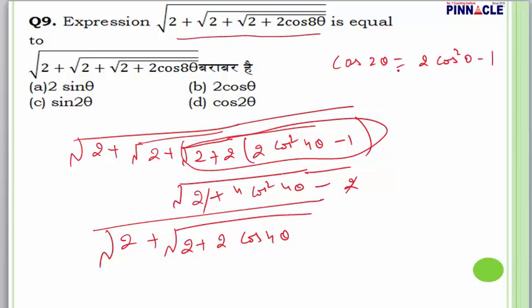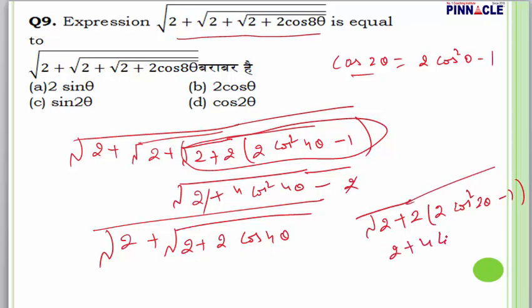Use now cos 2 theta equals 2 cos square theta minus 1, then here we will get, now this would become again, if you want to write directly here, you can write 2 cos 2 theta directly, otherwise you can solve. How will you solve? Again root 2 here, then in place of cos 4 theta you write here 2 cos square 2 theta minus 1, and that would be equal to 2 plus 4 cos square 2 theta minus 2. You can cancel this, and root of this would be equal to 2 cos 2 theta.